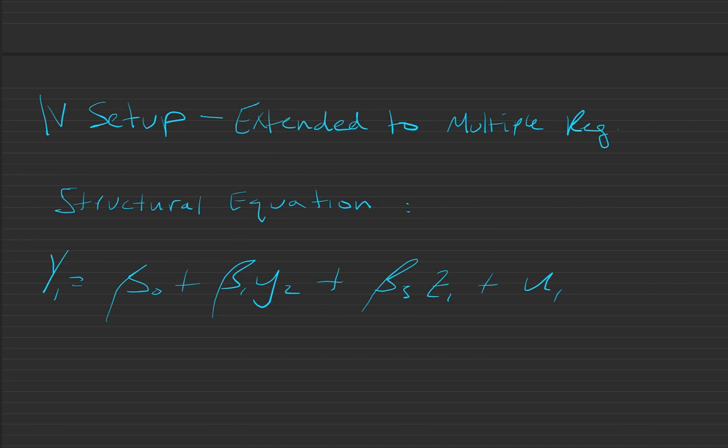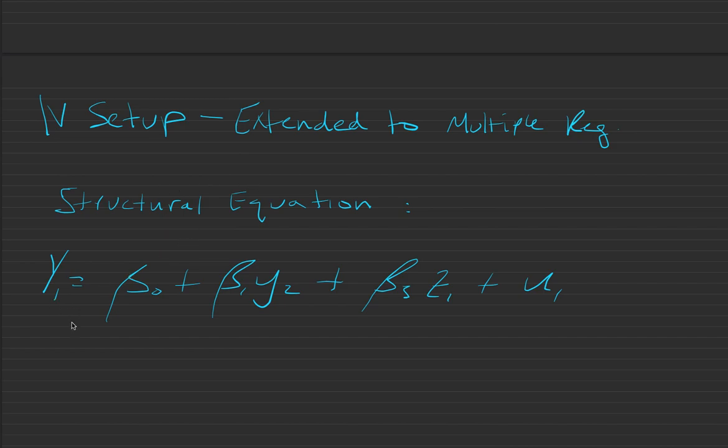Let's look at the instrumental variable setup extended to the multiple regression model. We're going to call this the structural equation, the equation for our dependent variable y1, that's our dependent variable of interest, equal to beta naught plus beta 1 y2 plus beta 3 z1 plus u1.